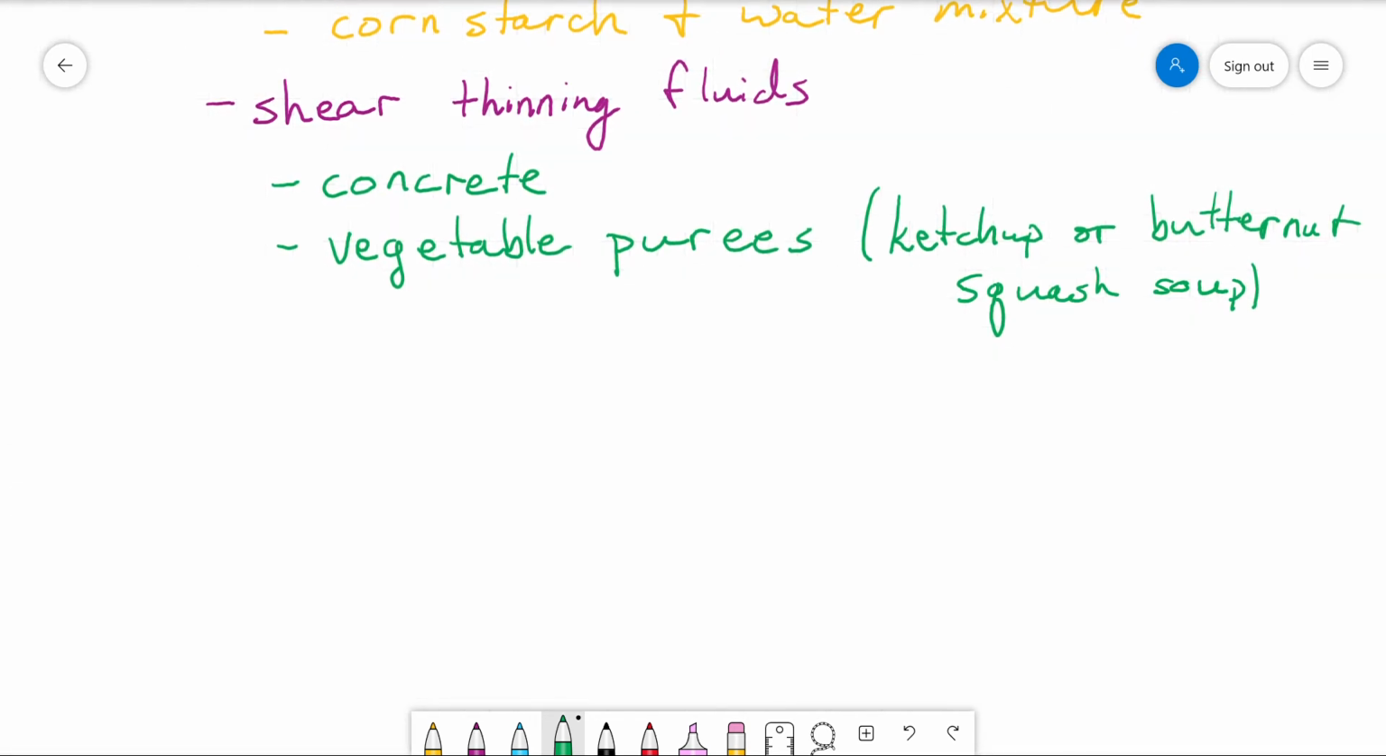If you make a really thick butternut squash soup like I like to do in the winter, it sounds kind of weird, but you can take a spoonful of it and set it on top of your bowl of soup, like kind of pour the soup out very gently, and you'll have a little mound of butternut squash soup on top of your butternut squash soup if it's thick enough. You jiggle the bowl, it just goes away. So that's a shear thinning fluid.